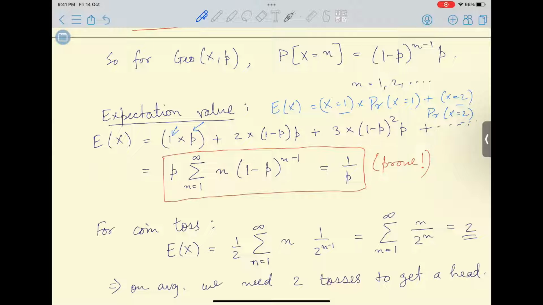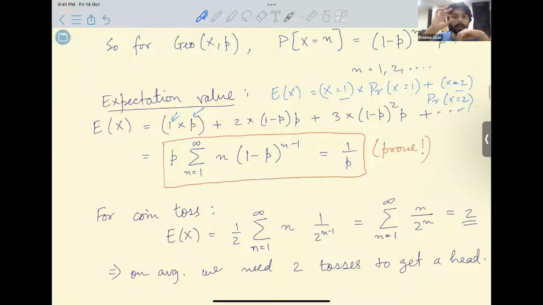So like E of x, is it a function we can say? Yeah, you can think of it as a function, but it has a very well-defined definition. Even a random variable is kind of a function, but yes, you can think of it as a function of the random variable. Okay. So it's just the random variable x times the probability of x, summed over all possibilities.